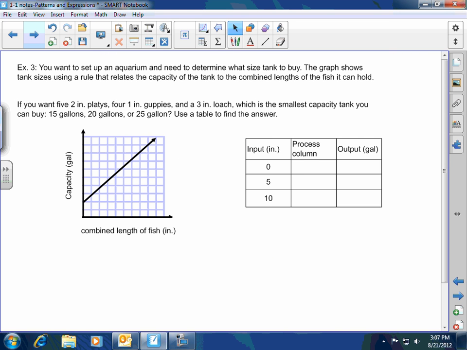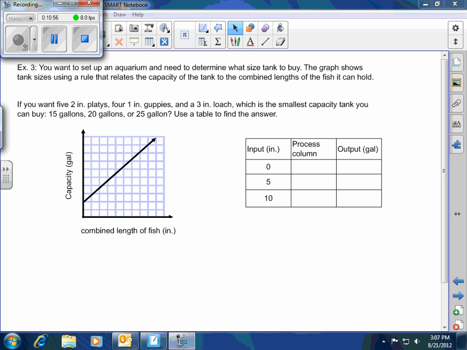Let's look at another example. You want to set up an aquarium and need to determine what size tank to buy. The graph shows tank sizes using a rule that relates the capacity of the tank to the combined lengths of the fish it can hold. If you want 5 2-inch platis, 4 1-inch guppies, and a 3-inch loach, which is the smallest capacity tank you can buy?